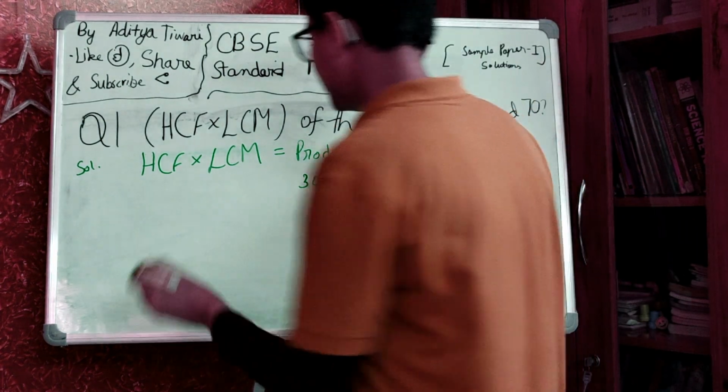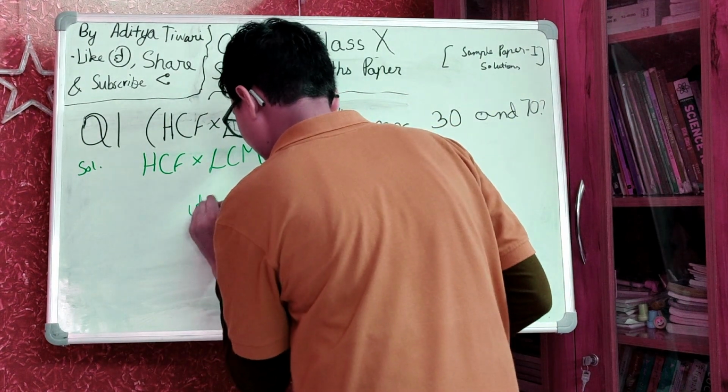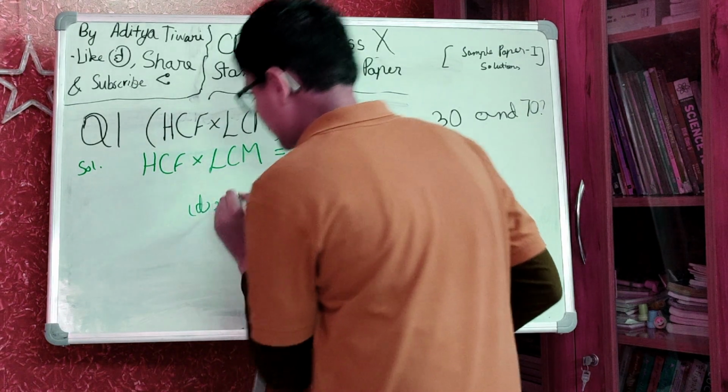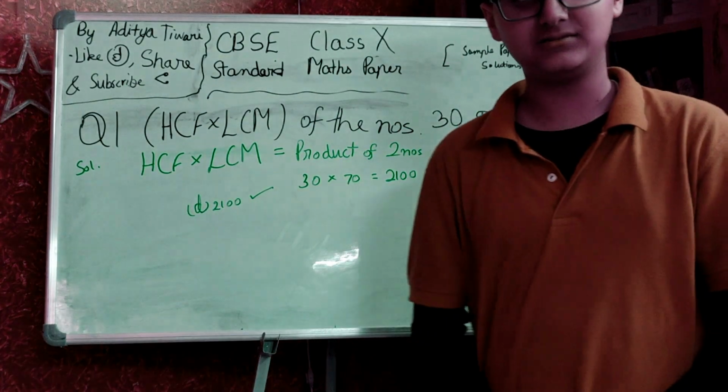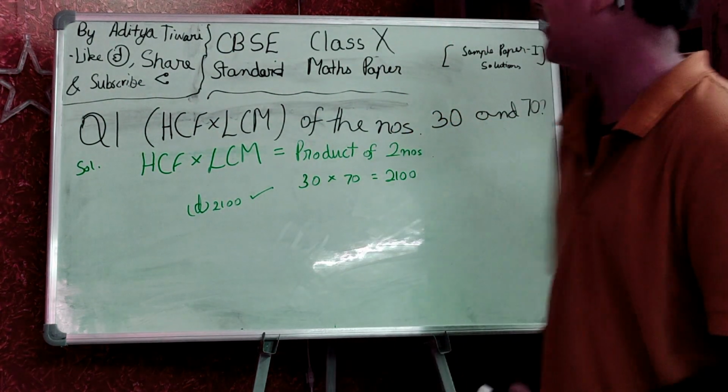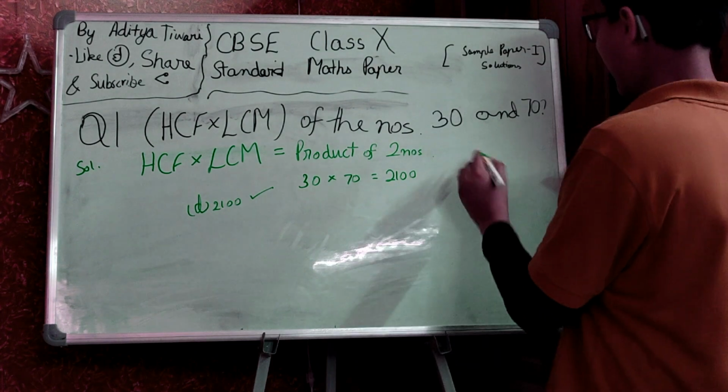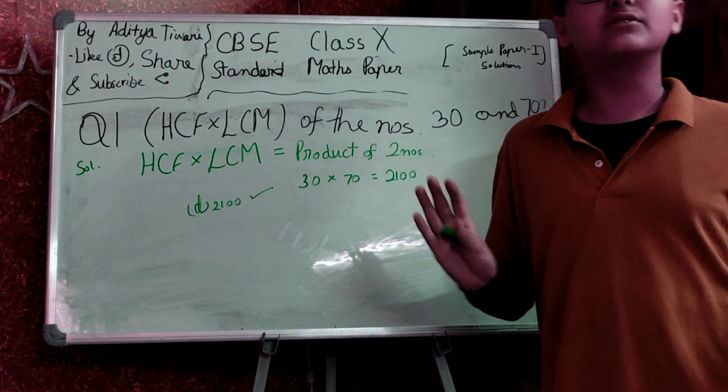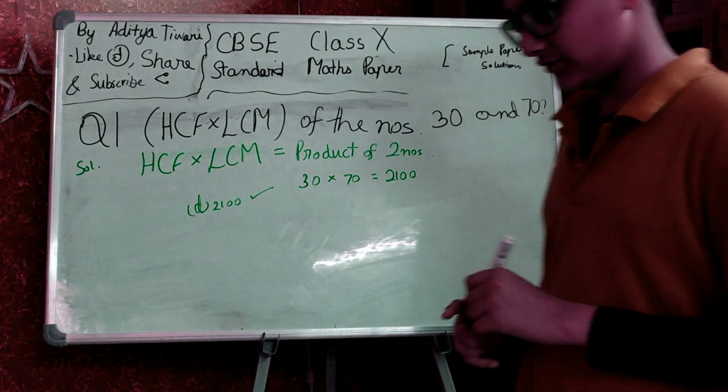So in the question, option D was 2100. So this is the right answer. I'm sure many of you have got this question right. And I think this question is really easy. So let's go.